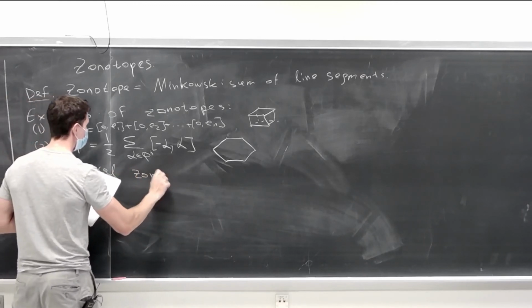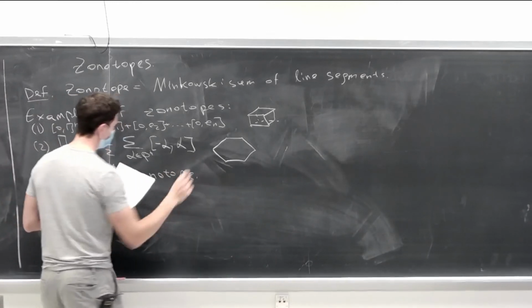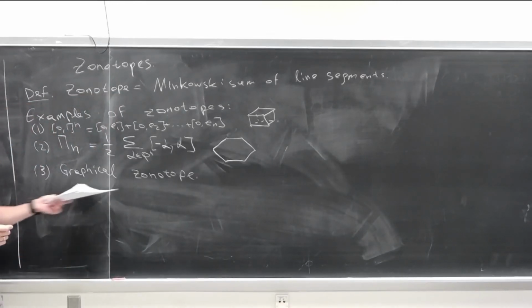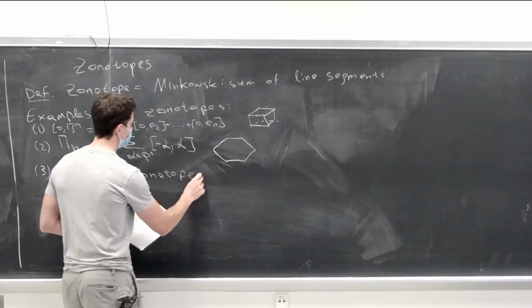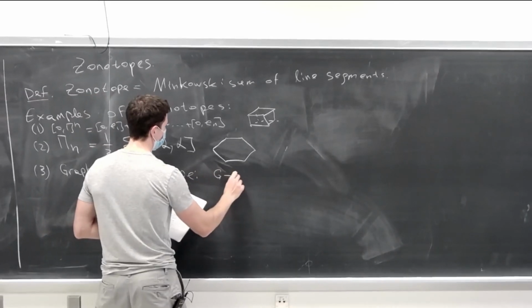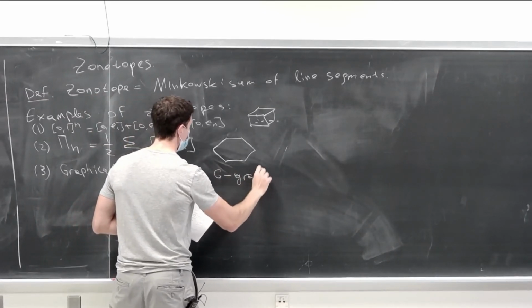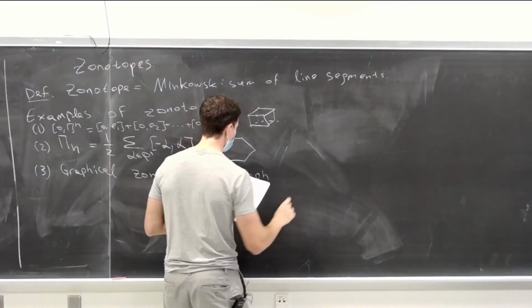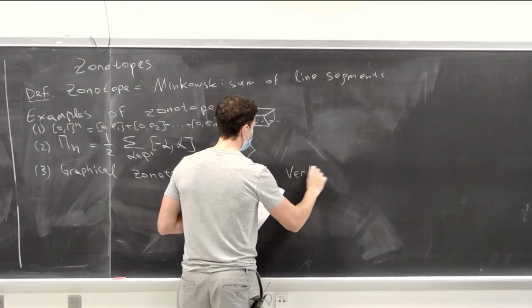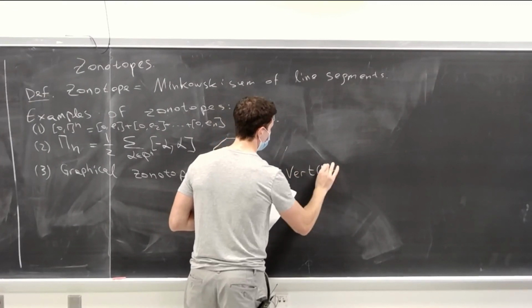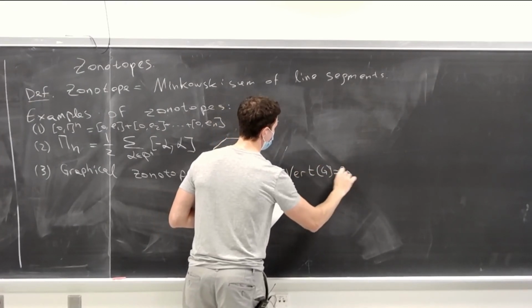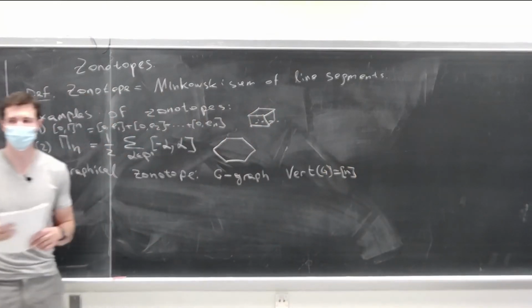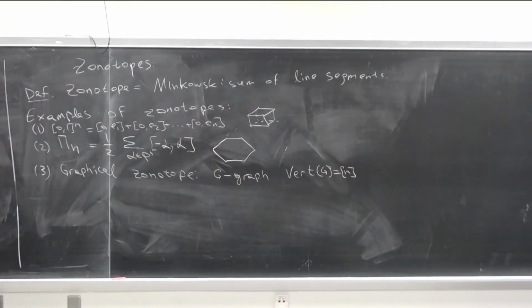zonotope. And so what is this thing? Let's say G is a graph, just an undirected graph. And let's say the set of vertices of G is, let's just label the vertices by bracket n. The vertices are labeled by 1 through n. How do I define a zonotope for a graph?